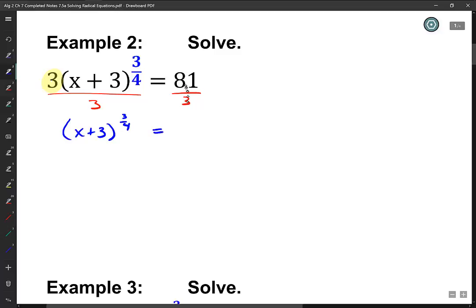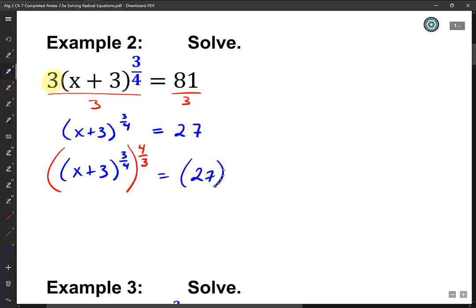And then 27 is what 81 divided by 3 is. I hope you're seeing now we're going to be taking that same problem and we're going to say x plus 3 to the 3/4, but we're going to raise that to the reciprocal power because we want to cancel that 3/4, and that's going to equal 27 raised to that same reciprocal power of 4/3. The 3/4 and the 4/3 are going to once again cancel, and that's going to leave us with just x plus 3 on the left side.